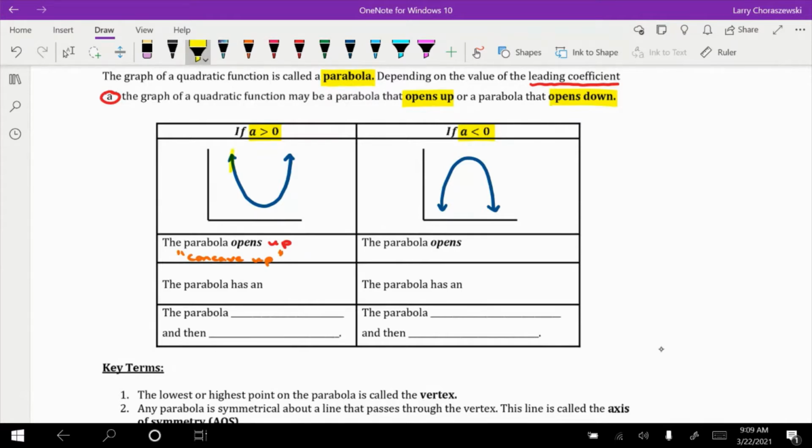Well, if we look at these arrowheads, that indicates that the ends of the graph continue going up and up and up. So it's actually going to have an absolute minimum. There's a lowest point on the graph, and because there's a lowest point on this graph, we would say that this parabola has an absolute minimum. I'll say ABS min for short.